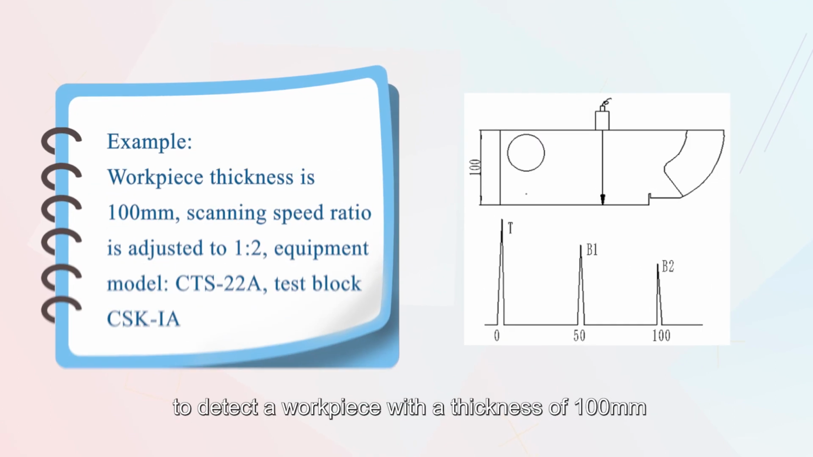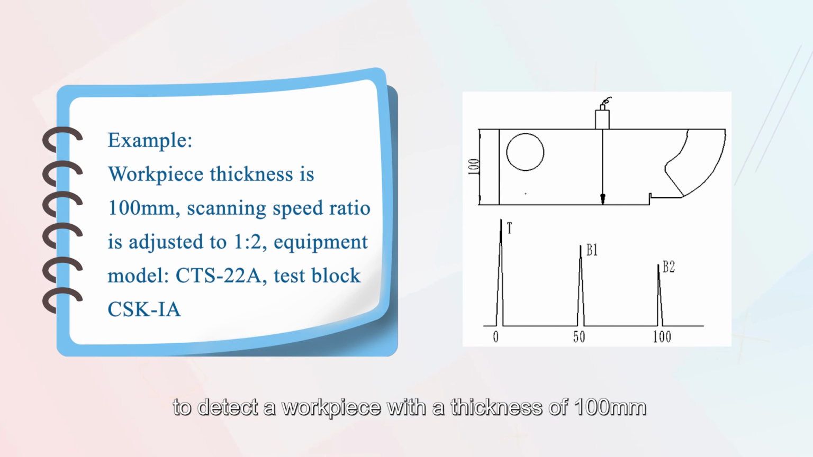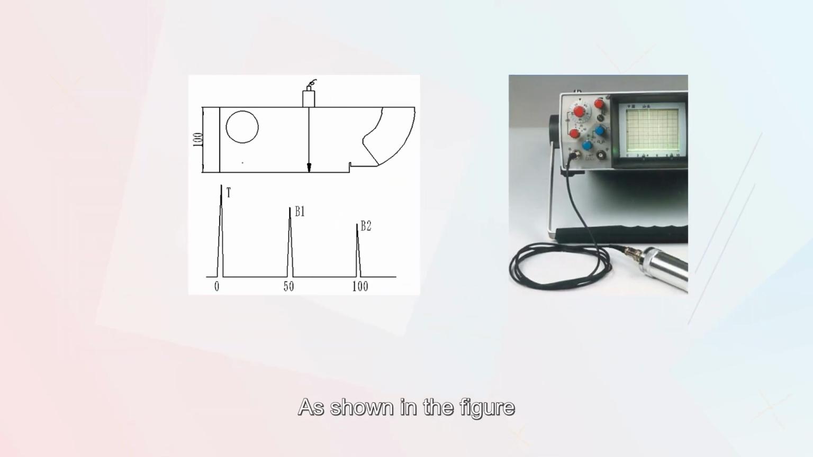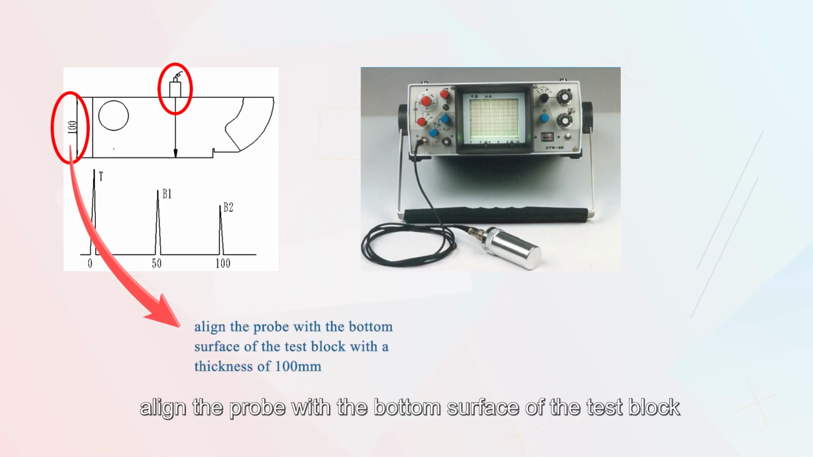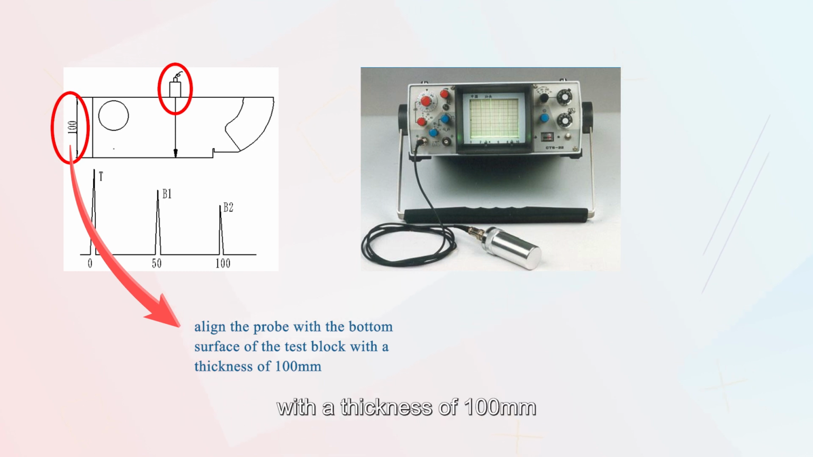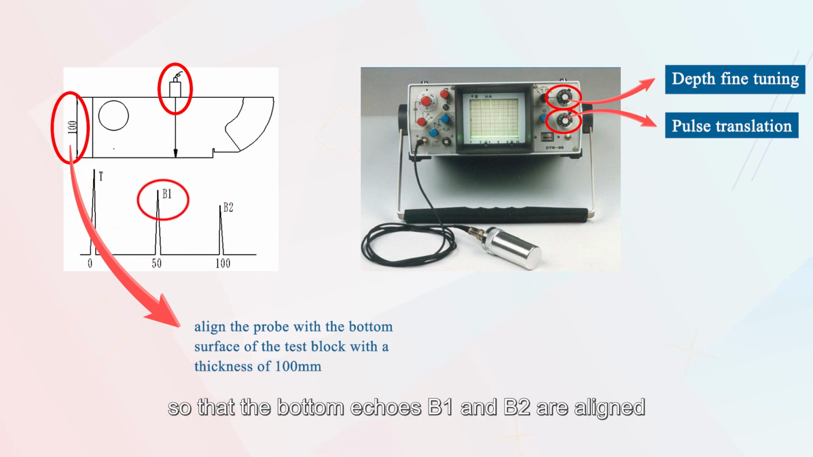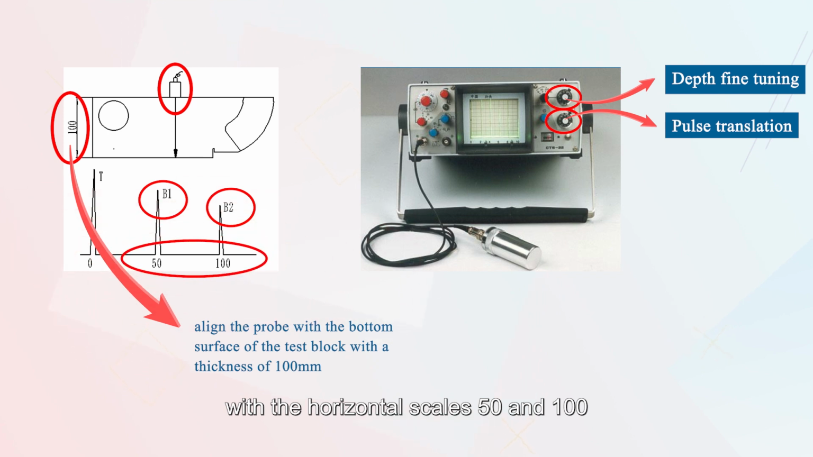For example, to detect a workpiece with a thickness of 100 mm, the scanning speed is adjusted to 1 to 2. The equipment model is CTS-22A, and the CSK-IA test block is used to adjust it. As shown in the figure, align the probe with the bottom surface of the test block with a thickness of 100 mm. Adjust the depth, fine adjustment, and pulse shift knobs on the instrument, so that the bottom echoes B1 and B2 are aligned with the horizontal scales 50 and 100 on the oscilloscope screen, respectively.